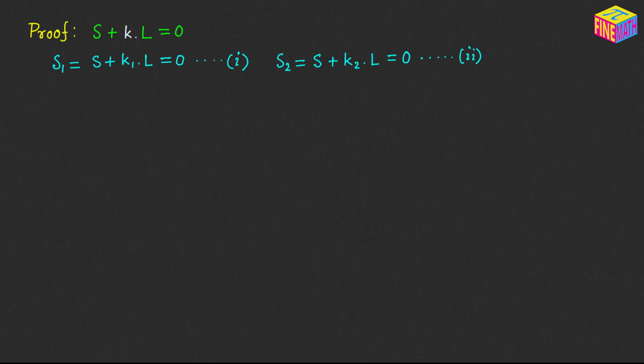And here I am using a different value for k, so I have denoted that as k sub 2, and let's assume that k sub 1 and k sub 2 are not equal, they are just different real numbers. I have taken 2 distinct circle equations from the family.